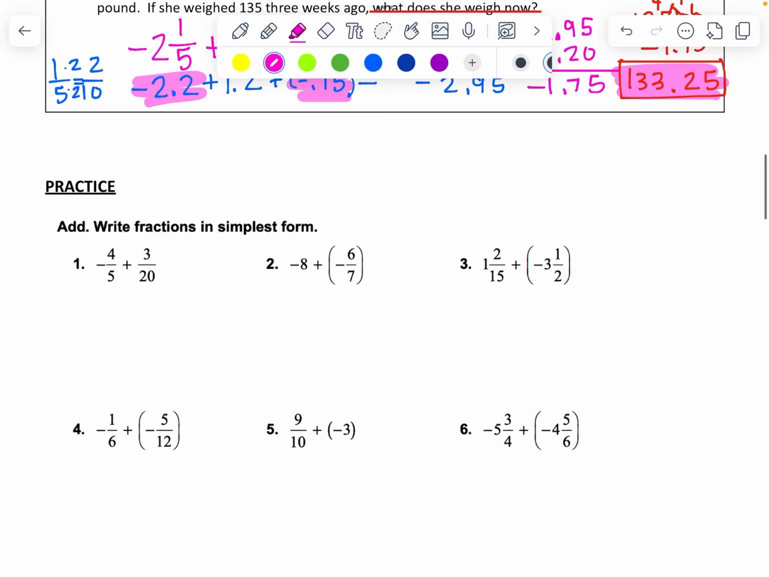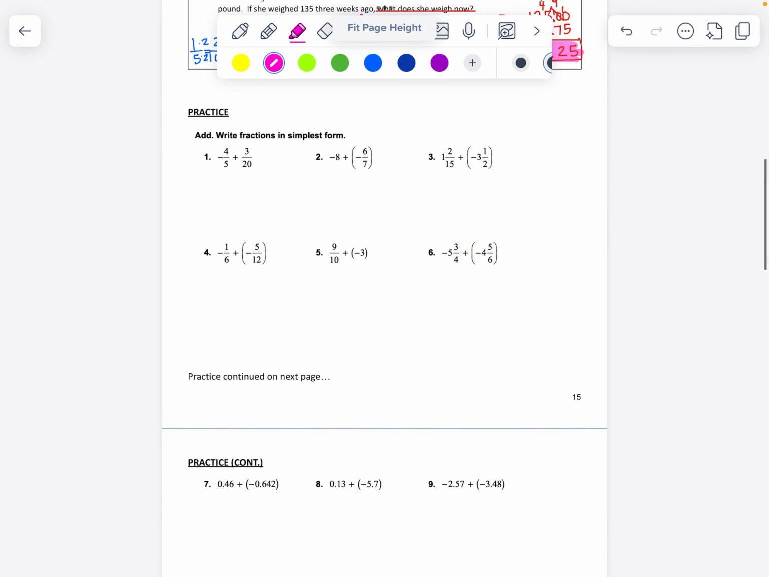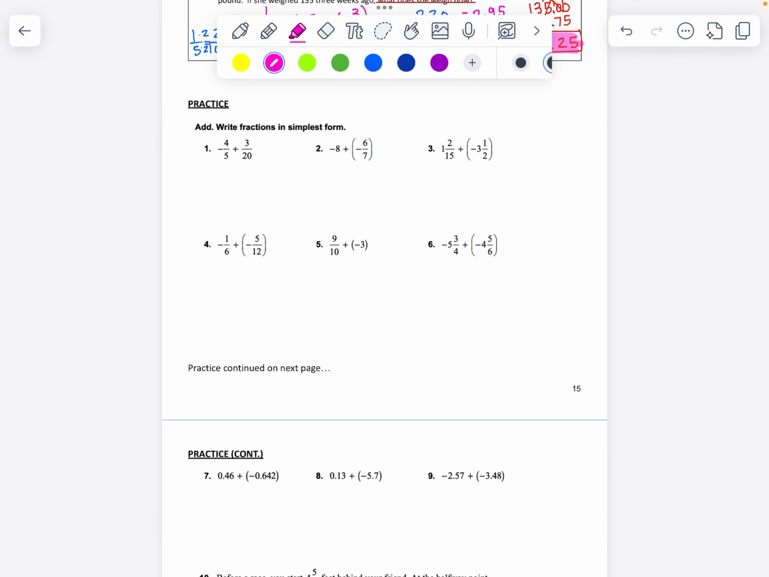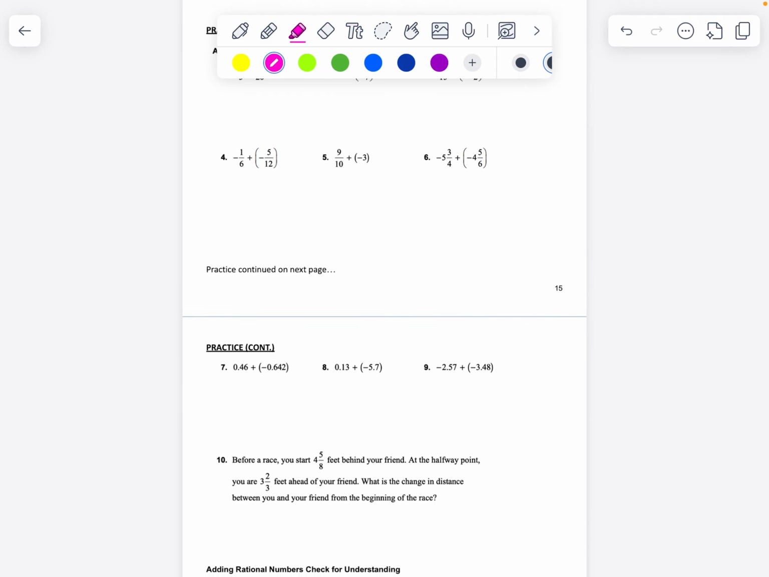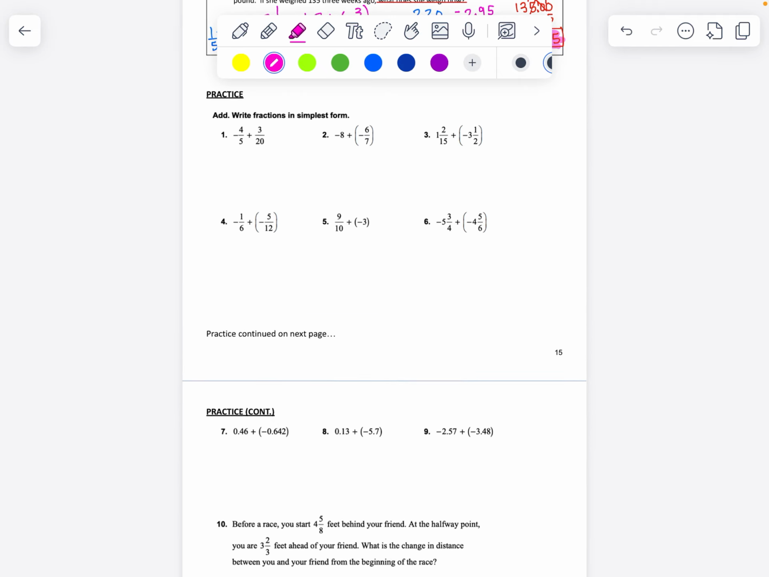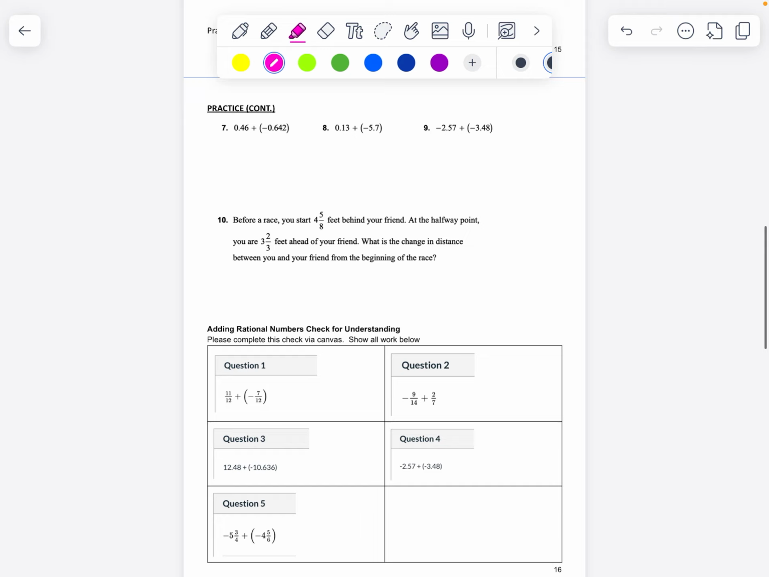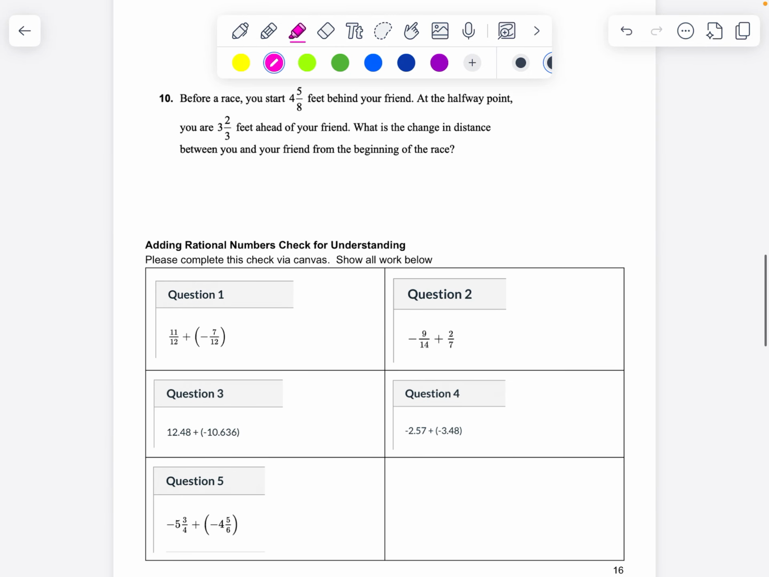Okay, so what you're going to do from here on out is, don't forget to go on to the next page, use my modeled problems to go through and practice these 10 problems. After you get the practice done in your packet, there are these check for understandings. They are more problems I would like you to do on paper, and then you're going to go into Canvas and you're just going to simply enter your answers. Be careful entering them. It tells you exactly how to type in negatives, how to type in fractions, and how to type in decimals.